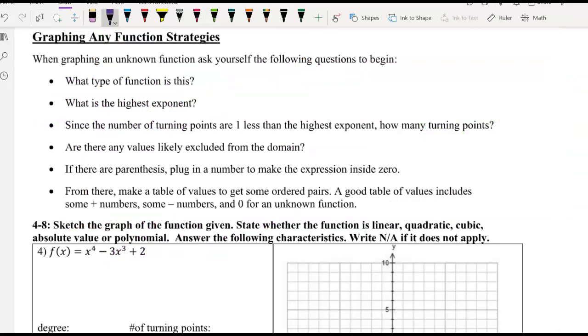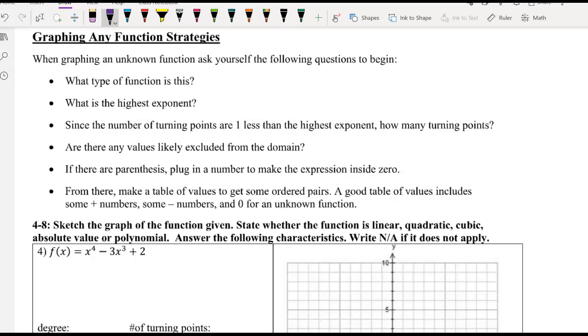Okay, guys, so the next few examples are going to be graphing. We are going to teach you how to graph any function. So the strategies are, first you want to look at the equation and decide, what kind of function is this? Is it a linear? Is it a quadratic? Is it a cubic? Is it higher than that? Then if you have decided, hey, this is a degree of 4 or 3 or 2, then you can say how many turning points you can have.